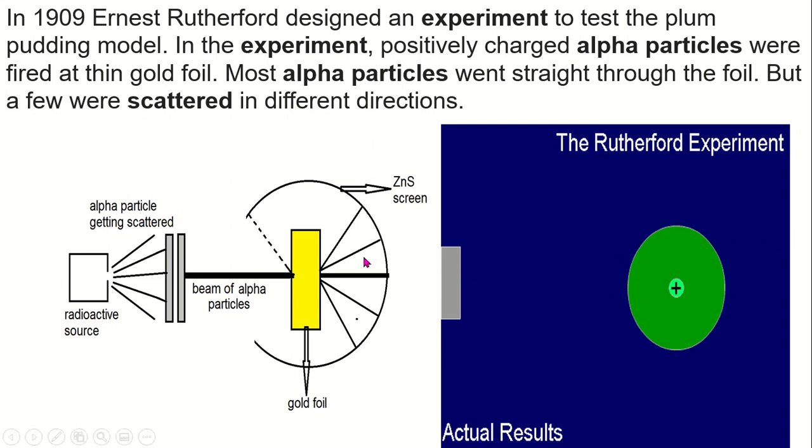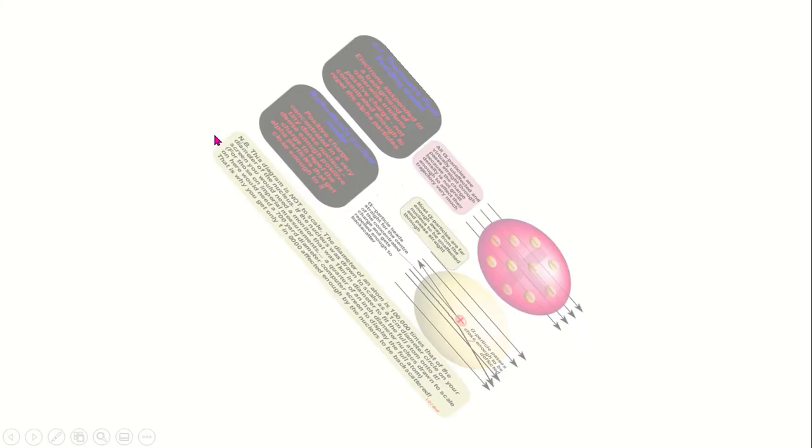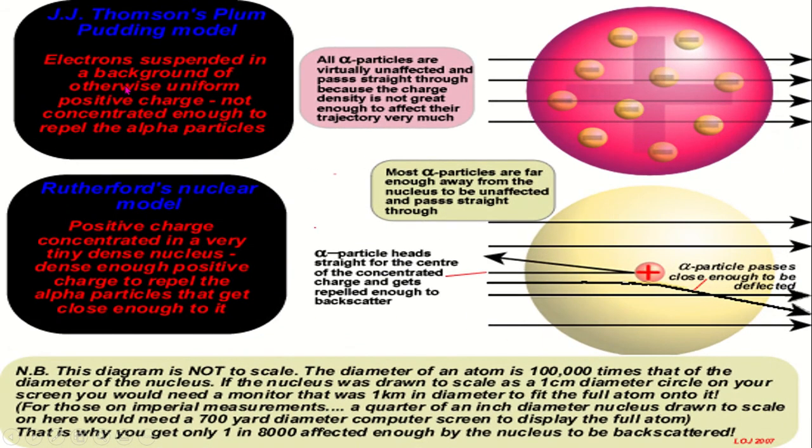So this is Rutherford's alpha particle scattering experiment, and from this experiment he proposed the atomic model, which is named the solar model. Let's summarize the plum pudding model given by Thomson and the Rutherford nuclear model.